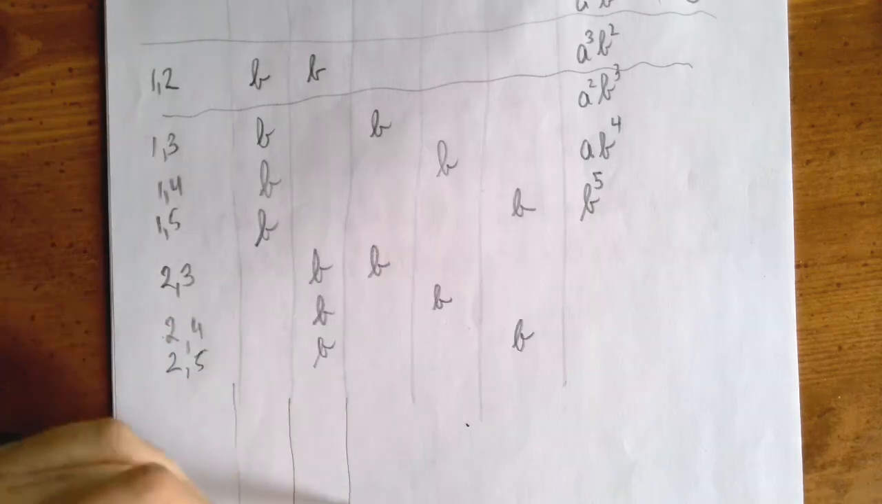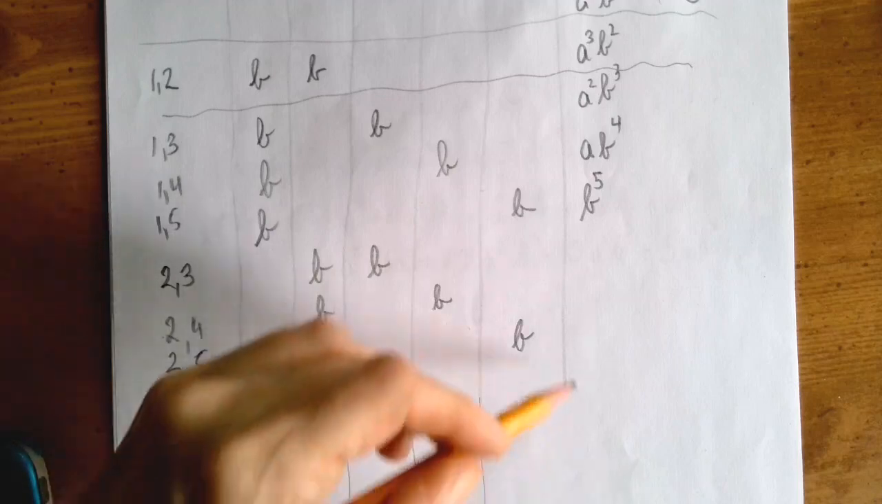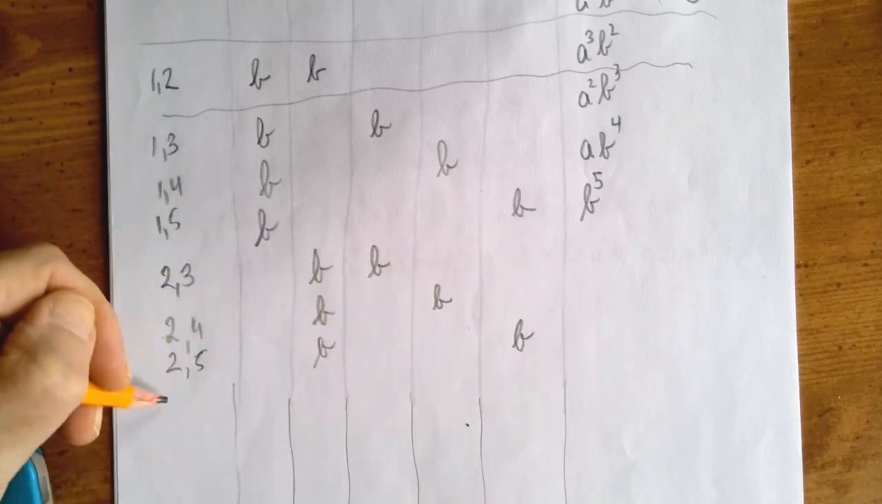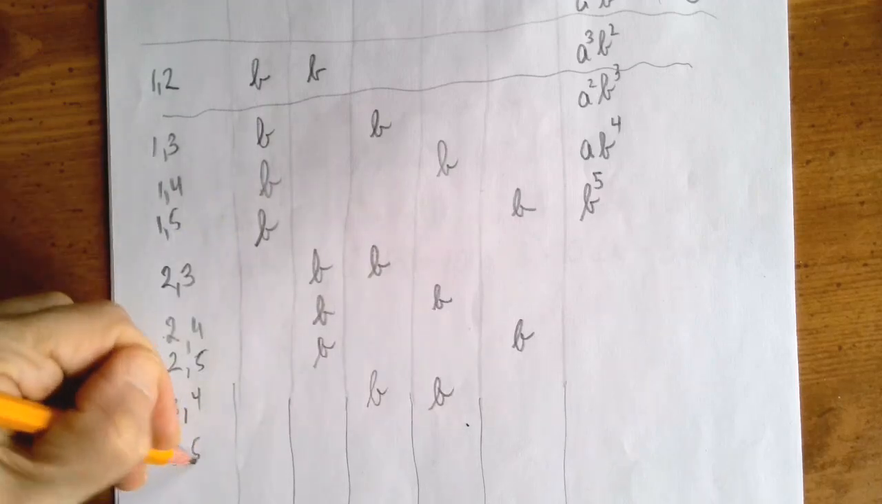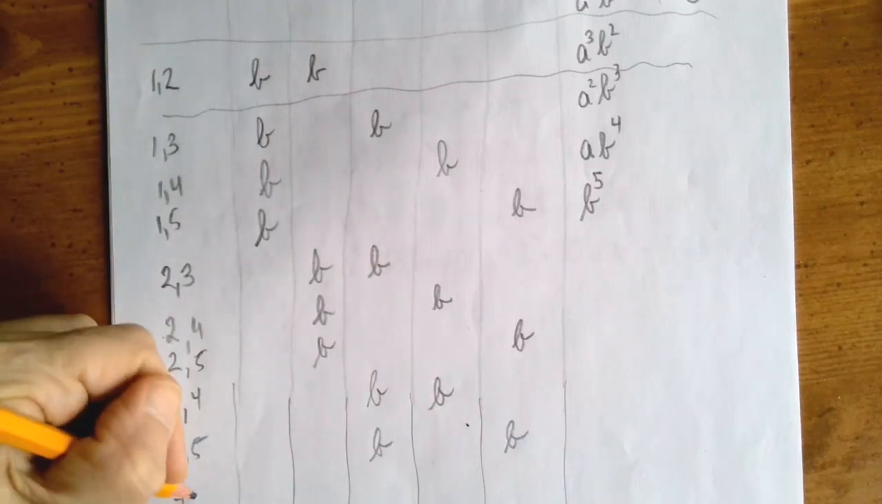Here's the question, what are we counting here? What are we really counting? So the next one is 3, 4, and then 3, 5, and then 4, 5.